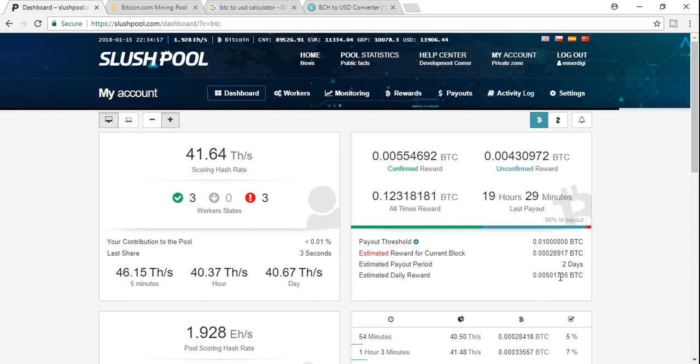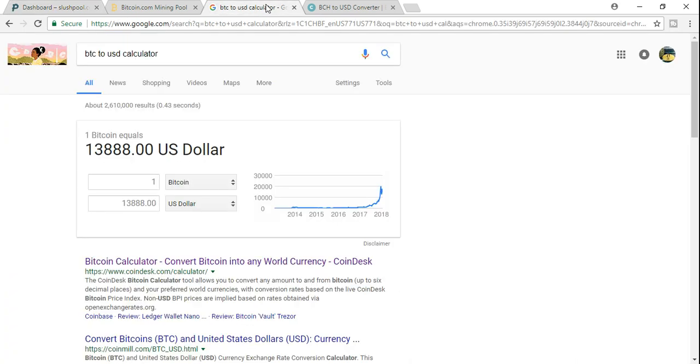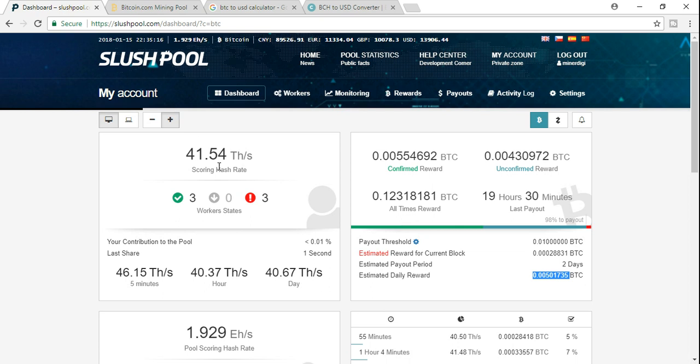So estimated daily reward is going to give us an idea of what we're going to make on a daily basis. So let's go ahead and copy that number. Let's go to our calculator. And we see currently right now, we're running three machines, both at the same, sorry, I didn't explain that properly. Both running at approximately 41 to 42 terahash. So we're running three machines on Slush Pool, three machines equally on Bitcoin.com for the Bitcoin Cash.